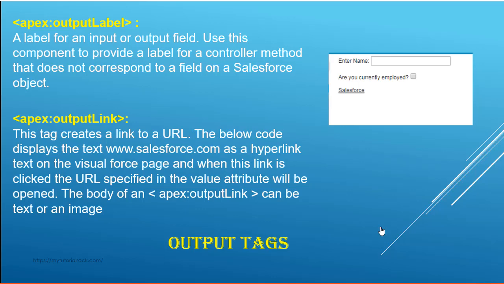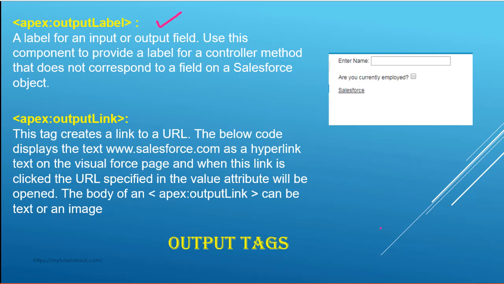In this tutorial, we will talk about the output tags. Now, what are these output tags? Output tags are used to display an output on the screen or display text on the screen. So the first output tag that we have is the output label. This is a label for an input or an output field.